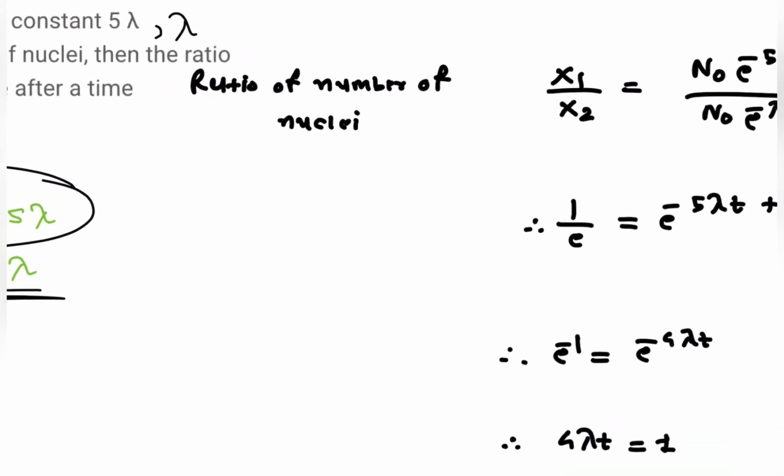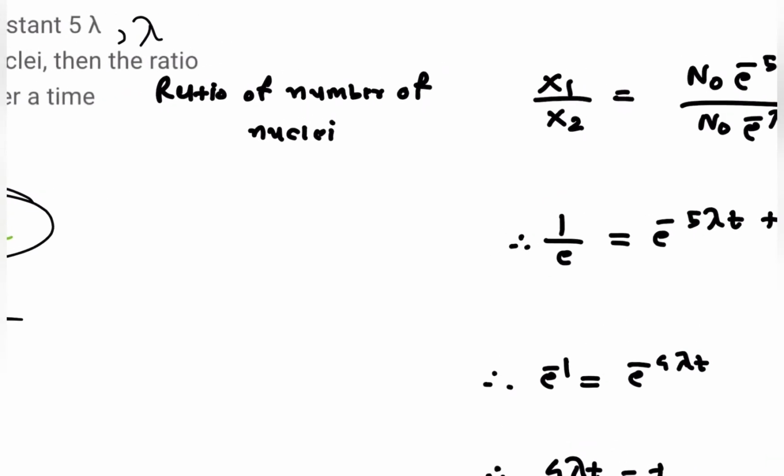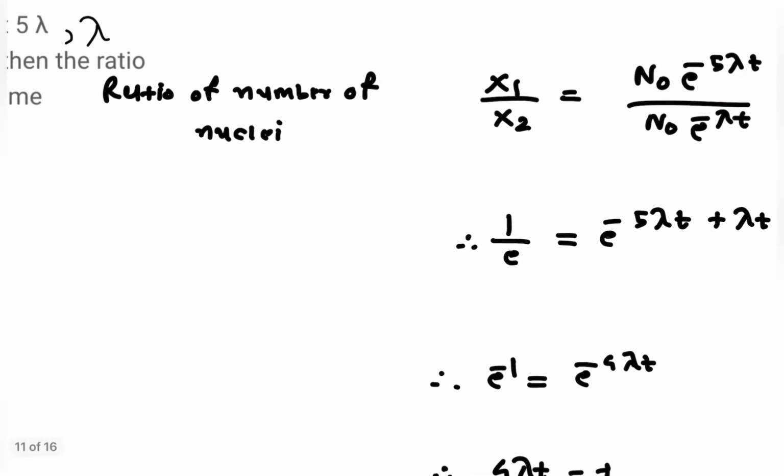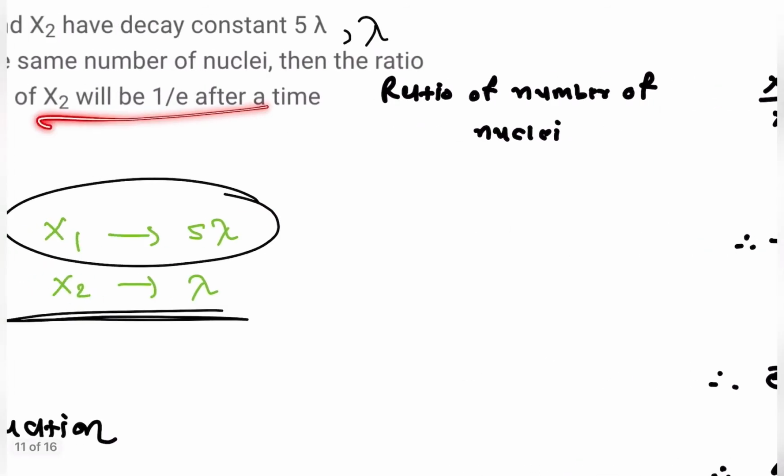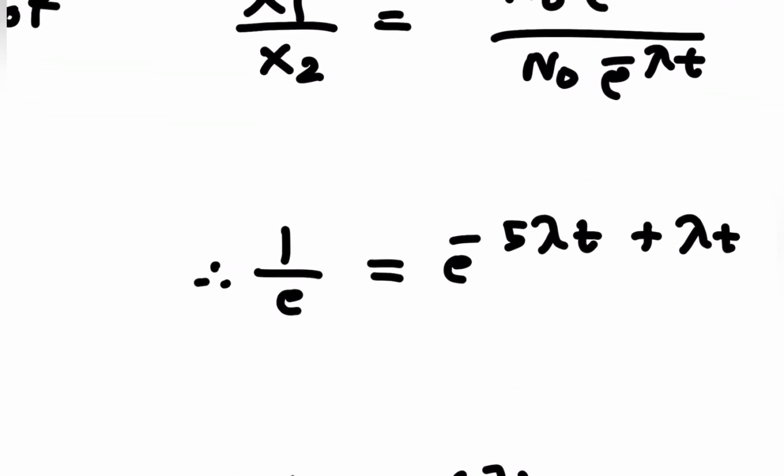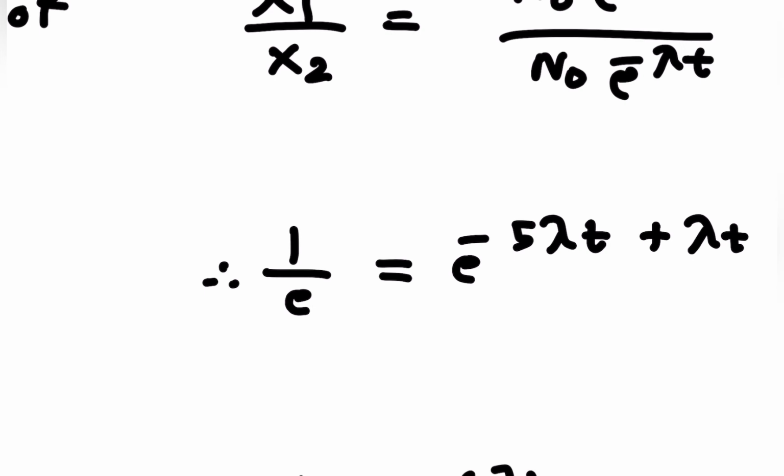So if you take the ratio of number of nuclei X1 to X2, it becomes N naught e raised to minus 5 lambda t to that of N naught e raised to minus lambda t. So N naught cancel out each other. X1 upon X2 is given as 1/e. So 1/e is equal to e raised to minus 5 lambda t plus lambda t.